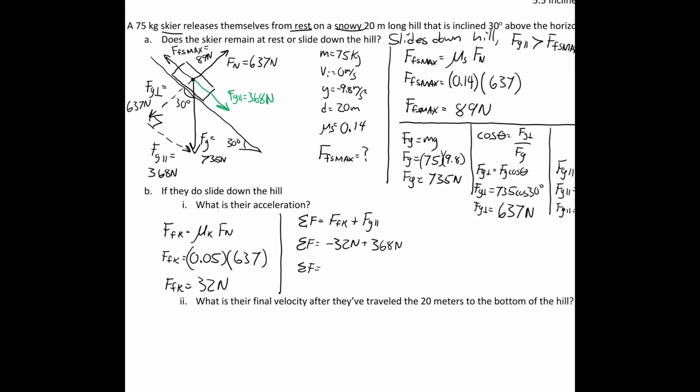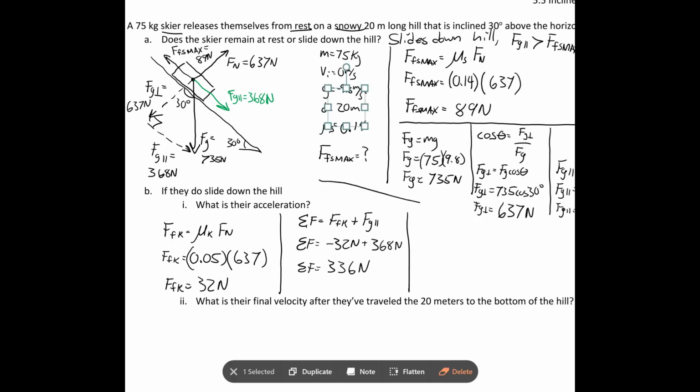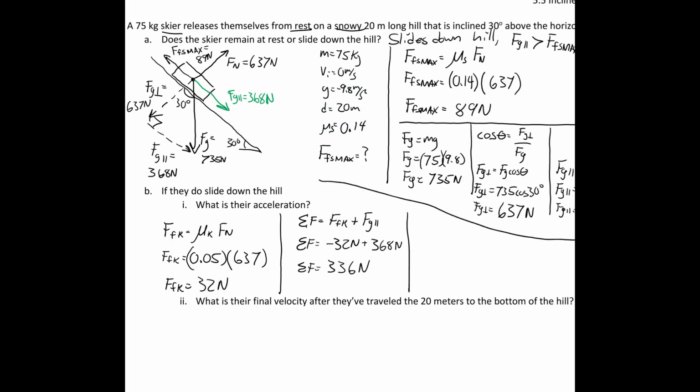So the net force is equal to 336 newtons. So that's the force that's causing you to go down the hill when you add them all together. So that's the net force. Let me draw a little line here, something like this.